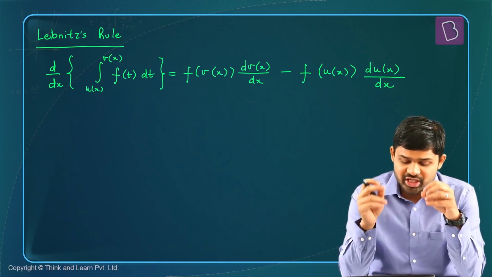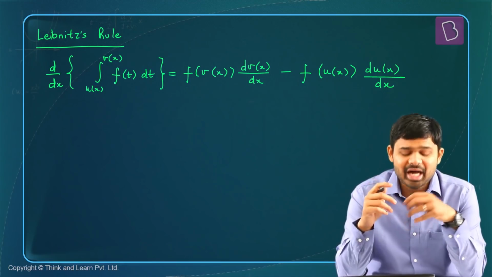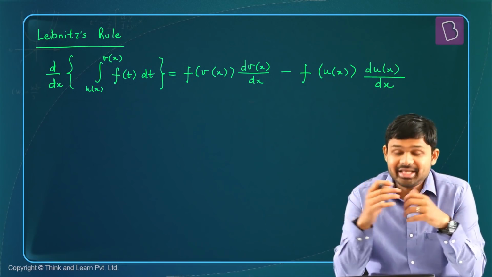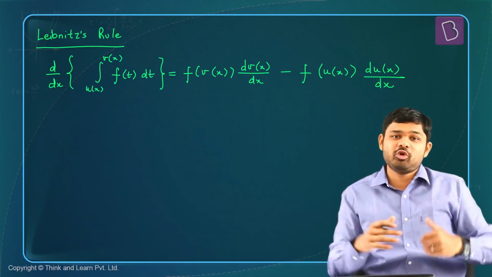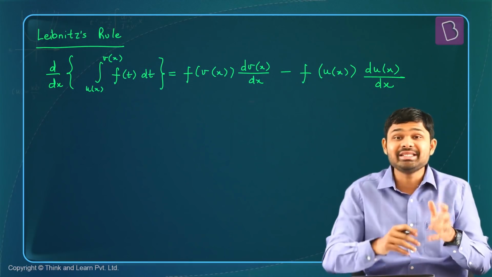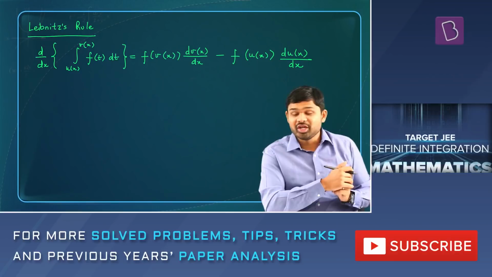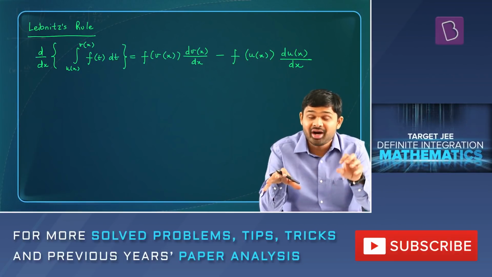So the differential of the integral of f of t dt, where the limits are functions of x, u of x and v of x, is nothing but f of v of x multiplied by the derivative of v of x with respect to x, minus f of u of x multiplied by the derivative of u of x with respect to x. So this is connecting definite integrals to differentiation.